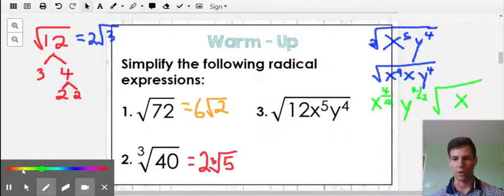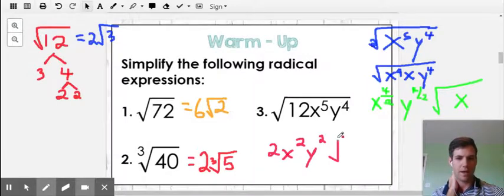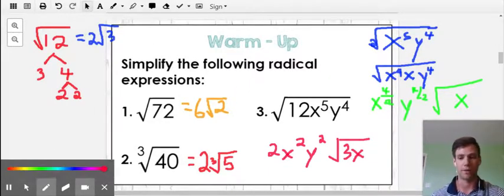So let's put our whole answer together for number 3. On the outside so far we have a 2. We have x to the 4 over 2, which means it's x squared. That's 4 divided by 2. And we have y to the 4 over 2, so then we have y squared on the outside. And then on the inside, from our number part, we have a 3, and our variable part, we have an x. So we can put those two together and make 3x on the inside. And that covers some review problems of simplifying radicals, and they will apply in this lesson as well.